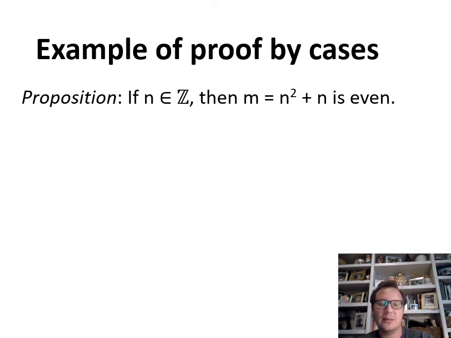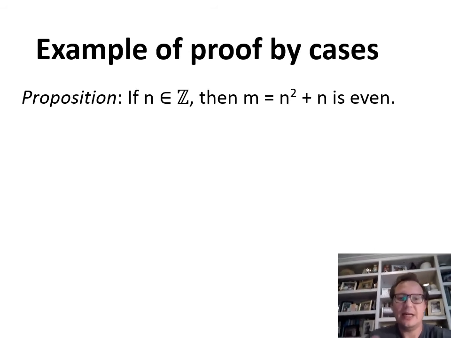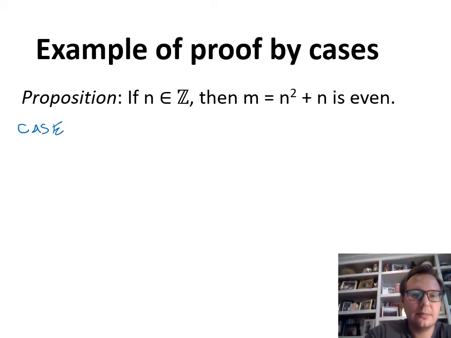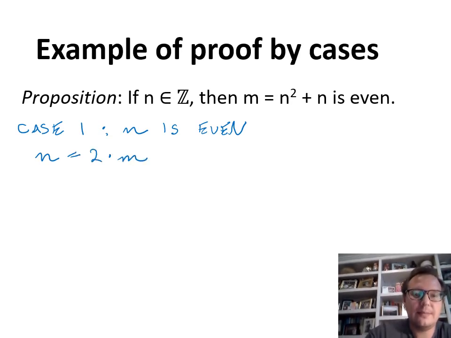So let's try to do this proof. We have our proposition and our case 1, which is when n is even. Okay, so what do we know then? By the definition of even, we know that n is in that case equal to 2 times m, where m is some integer.